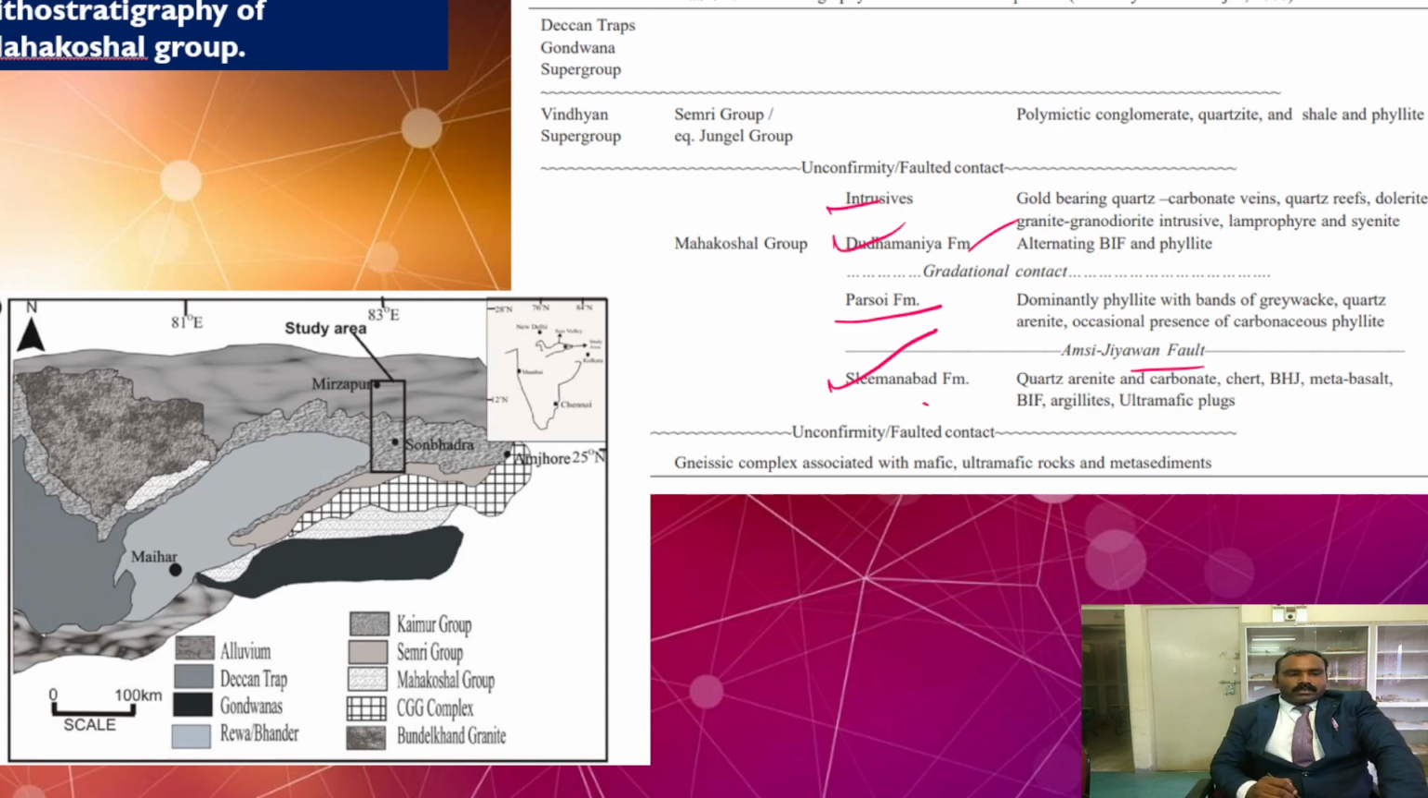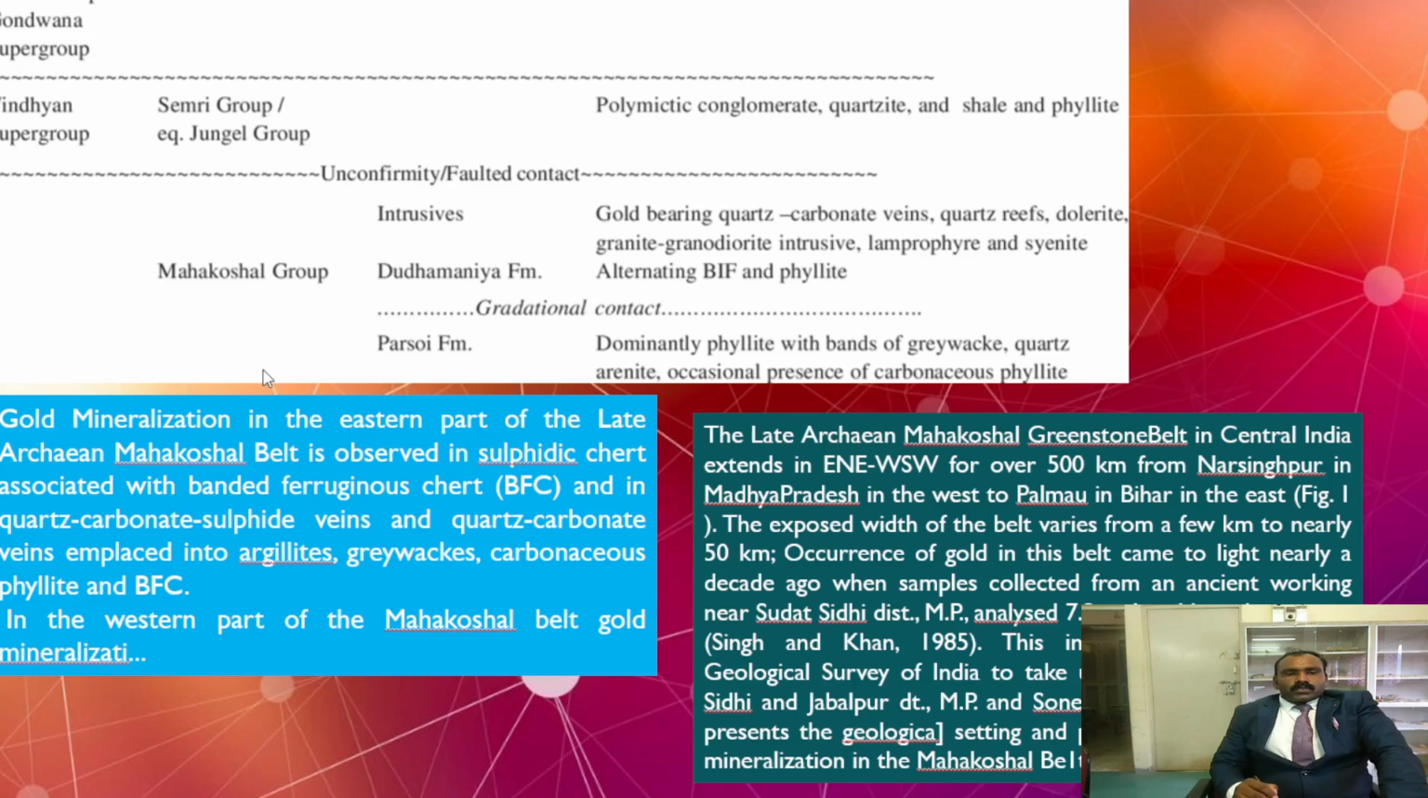Coming to the Mahakoshal supergroup in detail, gold mineralization is a salient feature of this region. Gold mineralization in the eastern parts of the late Archean Mahakoshal belt is observed in the sulfidic chert associated with the banded ferruginous chert, that is BFC, and in the quartz carbonate sulfide veins and quartz carbonate veins emplaced in the argillites and the greywacke.